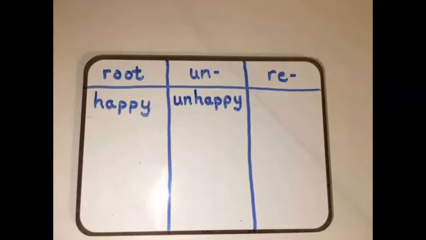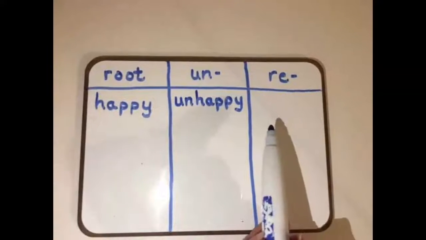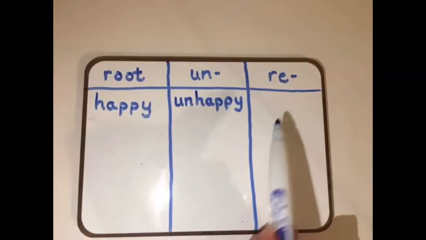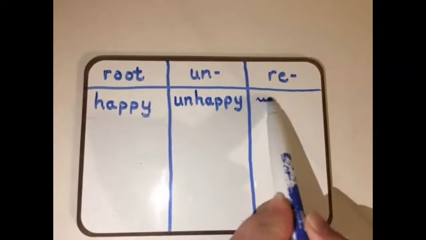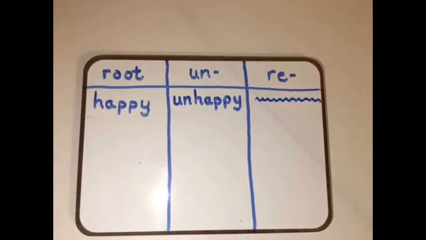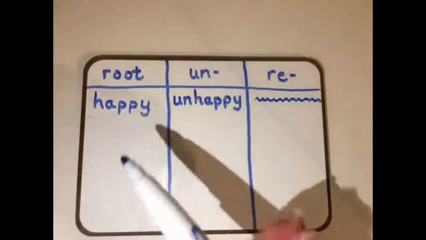Okay. Now, would we add the prefix re to happy? What would it say if we did? Re-happy. Is that a word that we've heard before? No. So I'm just going to put a squiggly line there to say, no, that's not a word. That's not a word that we use. So it's not a prefix and a root word that go together.